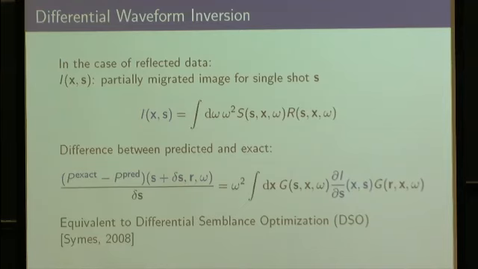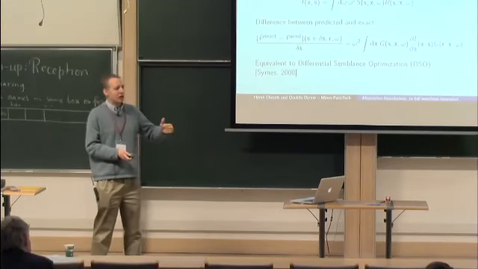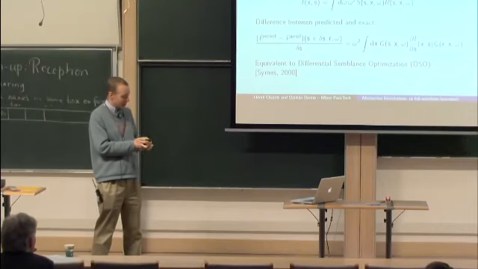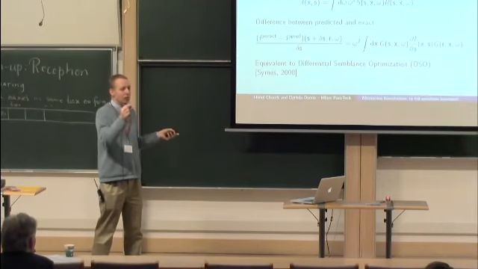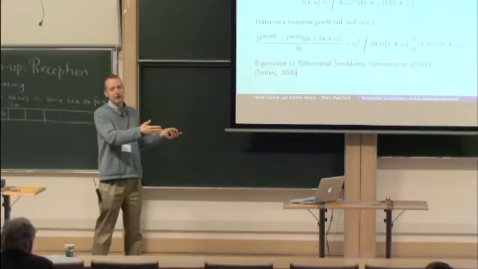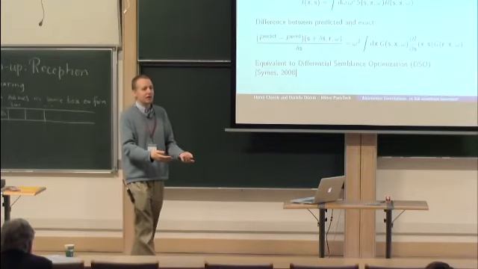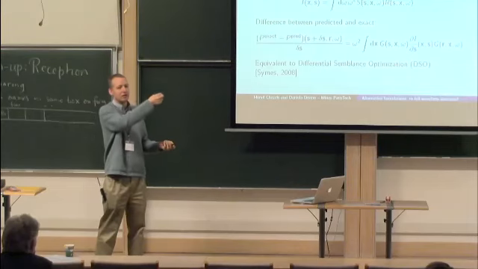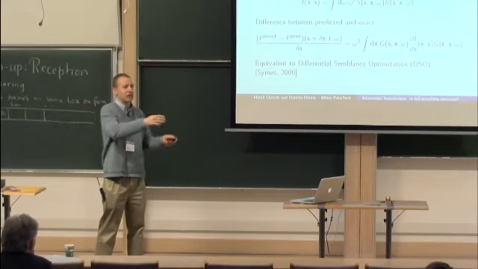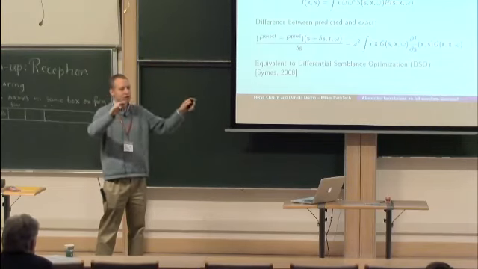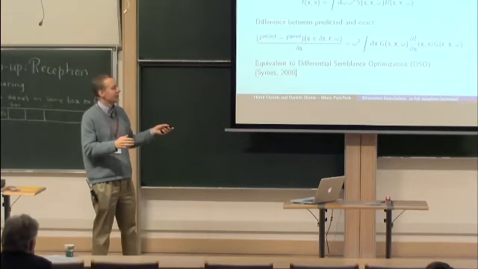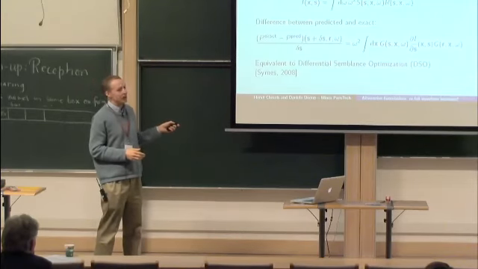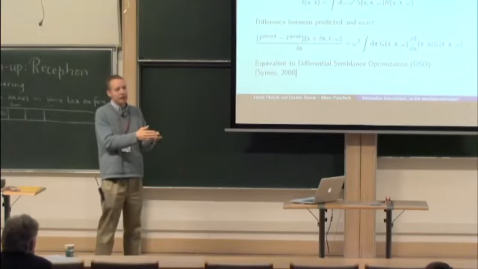I of x is my migrated section for a single shot. If you have a correct model, then you could provide a number of sections depending on the shot position. And for the correct model, they all should look the same, because what you retrieve is a reflectivity, and the reflectivity has nothing to do with your acquisition if the model is correct, except of course on the edges where you have lots of artifacts. But on the central part, whatever the shot position is, you should have the same migrated image.